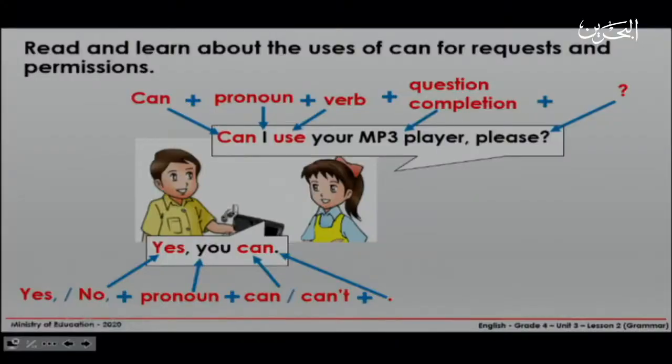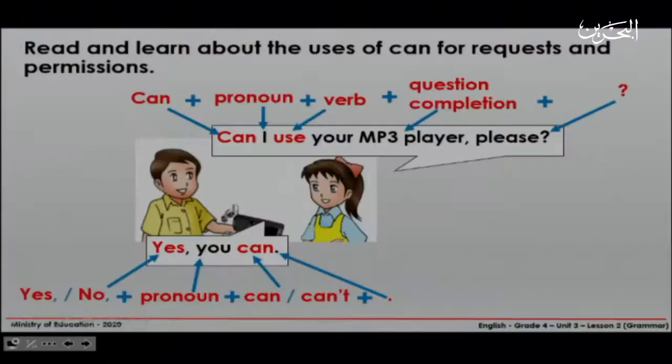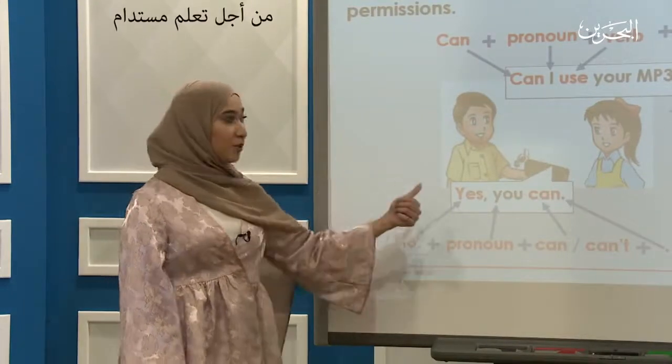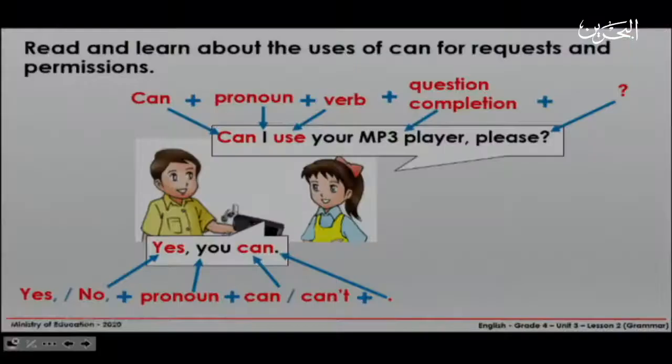Now, as you can see here, in the answer we used you, but in the question we have I. Therefore, when I have I in the question, to answer for it we use you. And the opposite, if I have you in the question, we must use I in the answer.